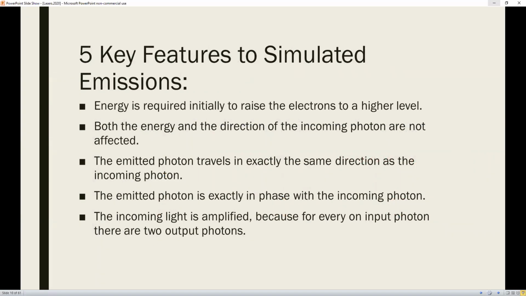So what are the 5 keys to stimulated emission? This is in the third target sign, and this is stimulated emission. So you've got energy that is required initially to raise the electrons to a higher level, and both the energy and the direction of the incoming photon are not affected, and the emitted photon travels in exactly the same direction as the incoming photon. The emitted photon is exactly in phase with the incoming photon, and the incoming light is amplified because for every one input photon, there are 2 output photons. And I apologize for the typo there.